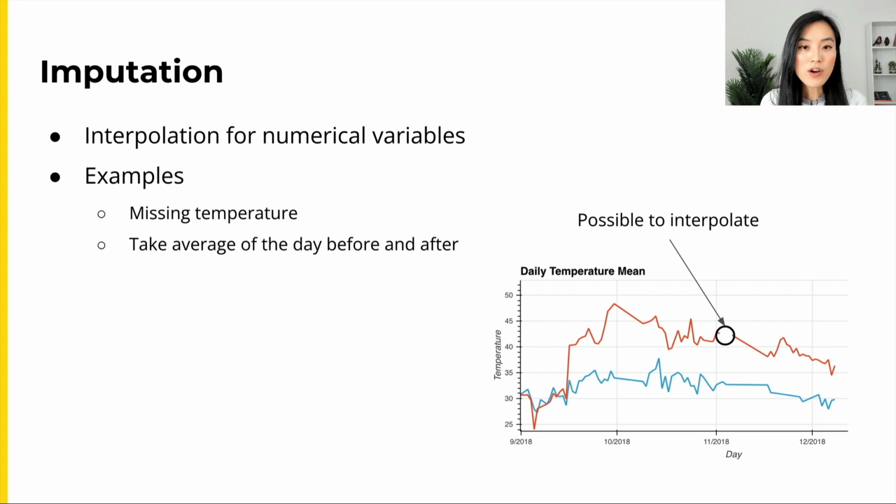Also, for numerical variables specifically, interpolation can be reasonable if it changes smoothly over time or across geographic regions. For example, if we have a missing observation of the temperature for a particular day, it may be reasonable to take an average between the prior day and the next day when we have observations of those days.